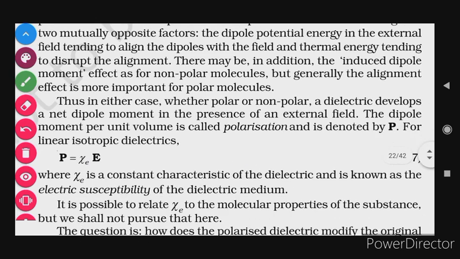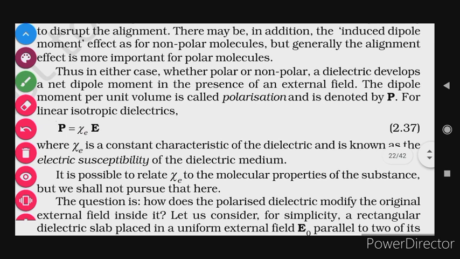So the summary is that there will be polarization in either case, whether polar or non-polar. There will be a net electric dipole moment and an induced electric field in both cases. Thus, in either case, a dielectric develops a net dipole moment in the presence of an external field. The dipole moment per unit volume is called polarization and is denoted by P.